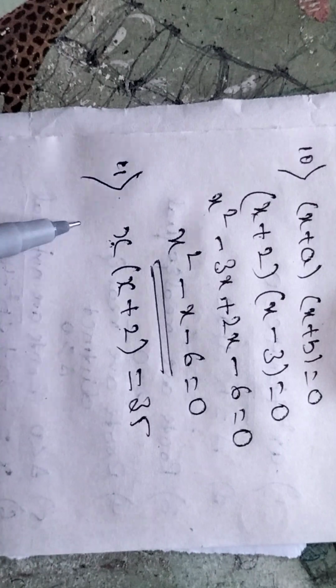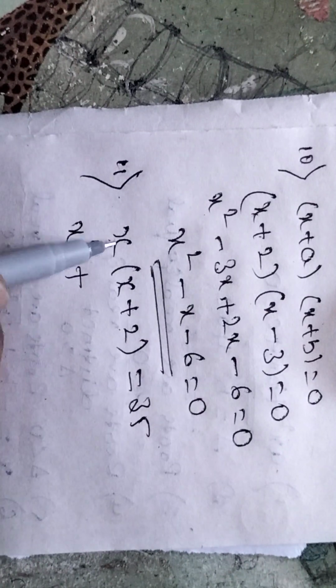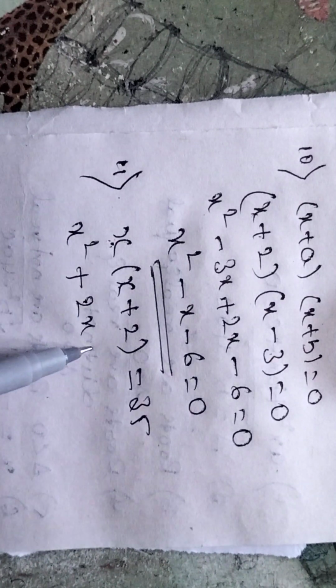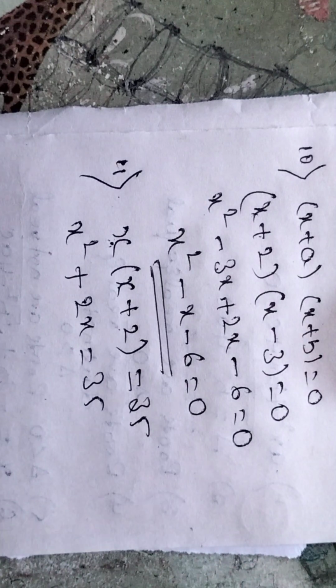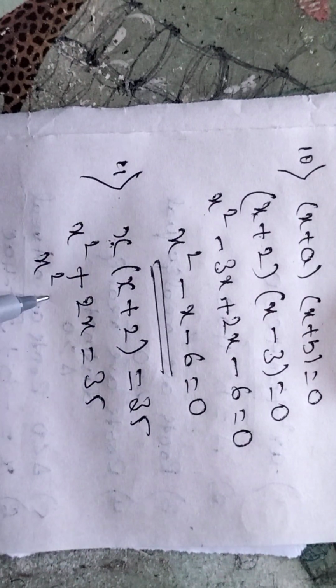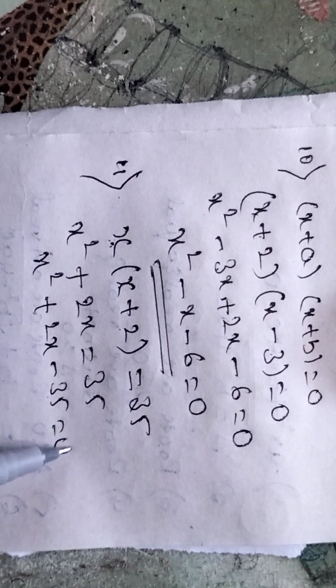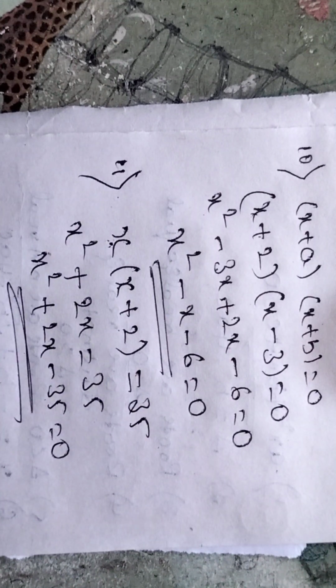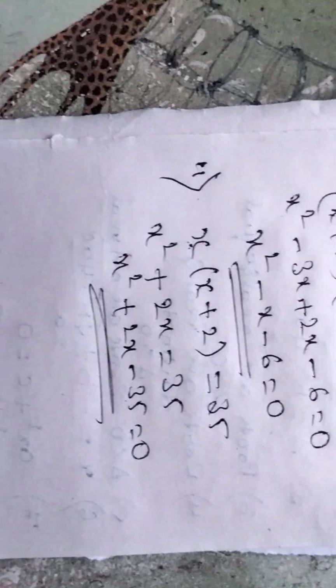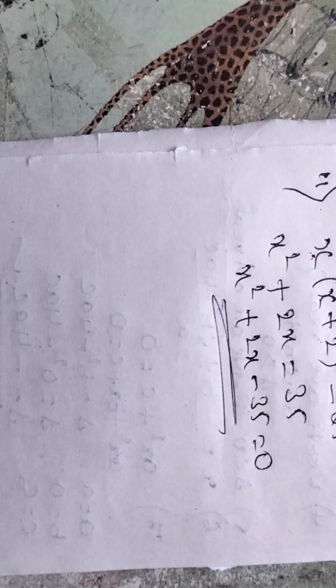Multiply: x into x, x square, plus x into 2, 2x, is equal to 35. Bring it to standard form: x square plus 2x minus 35 is equal to 0. So this is the quadratic equation. This is the solution for the 11th question.